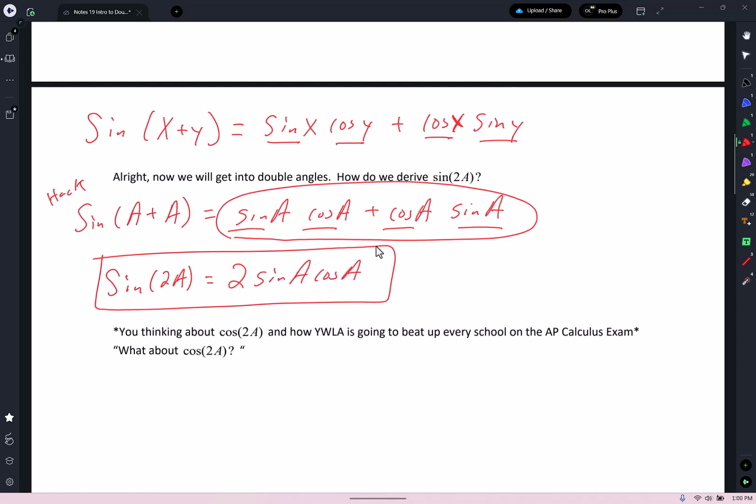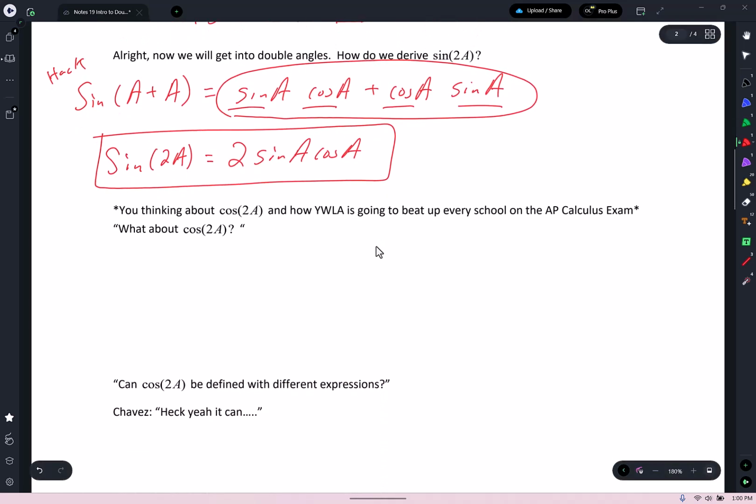This is my double angle formula for sine 2a. See? John, why do they call it a double angle? Because you're multiplying 2 times that angle a. And those two expressions are the same. Isn't that cool? No, you guys aren't impressed. It's hard to impress.